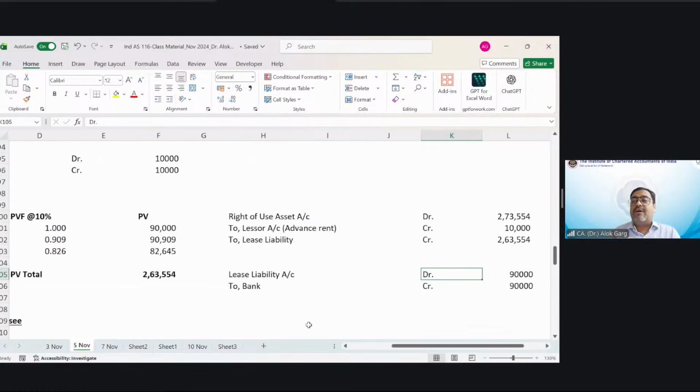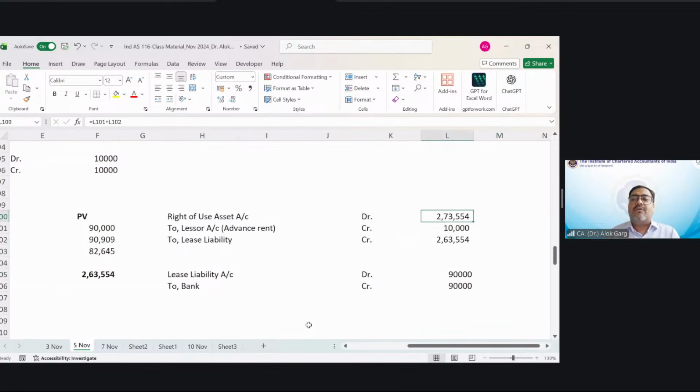Now, what is the ROU accounting? ROU is equal to the present value of future lease payments plus any payment made on or before the commencement date. ROU asset account debit to lessor or advance rent account and lease liability account. This will be your ROU. And next entry, lease liability to bank, 90,000. Okay.